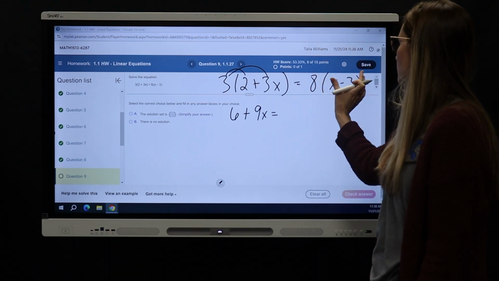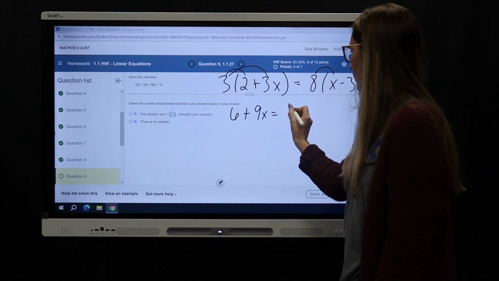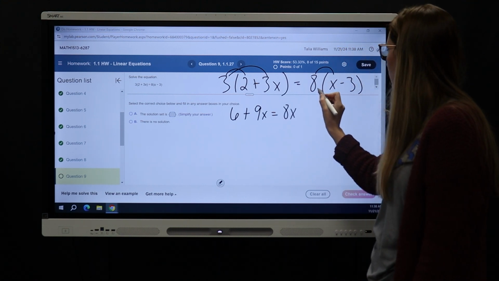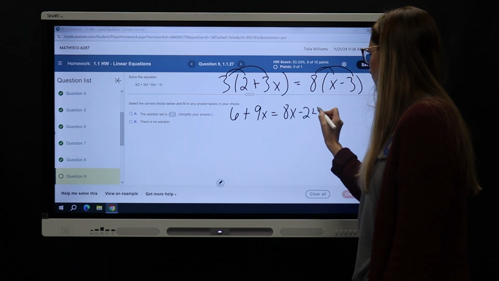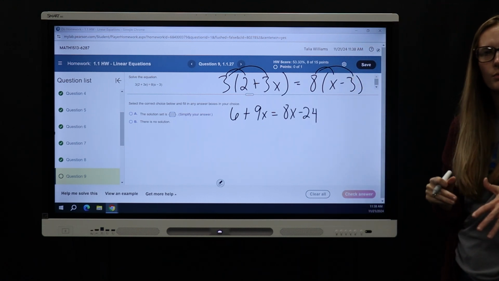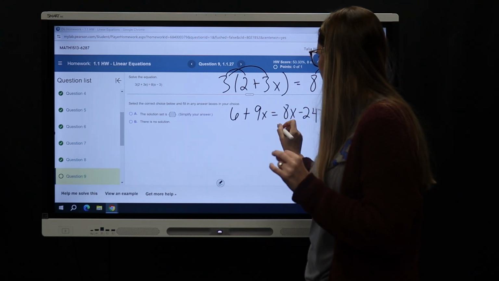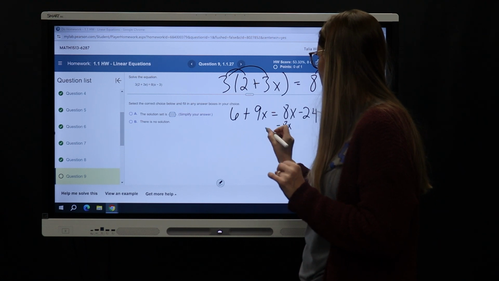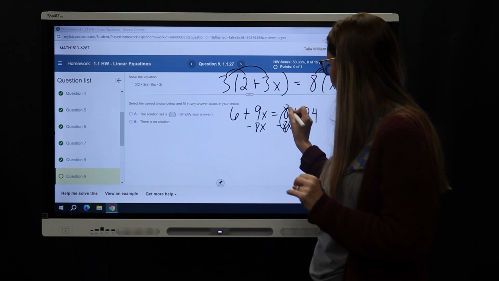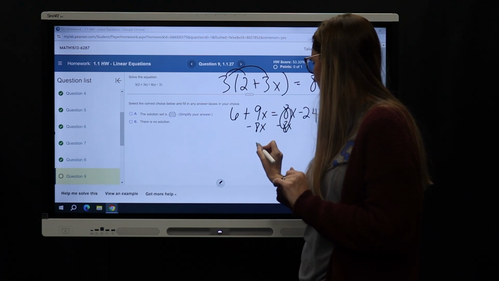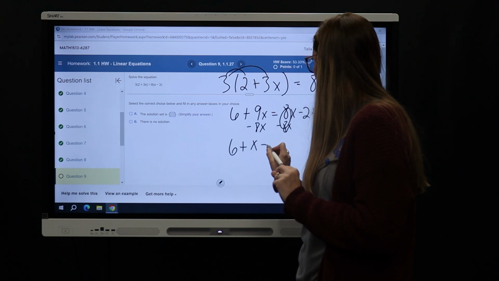Same thing here, so 8 is being multiplied by everything in these parentheses. So this is going to be 8 times 1, x. 8 times negative 3 is going to give us negative 24. Now we're back to our normal problem, so 9 and 8. 8 is less than 9, so I'm going to subtract 8 because it's positive. A positive 8 subtract 8 is 0. 9 subtract 8 is going to give us just 1x here. If you want to write the 1, you can.